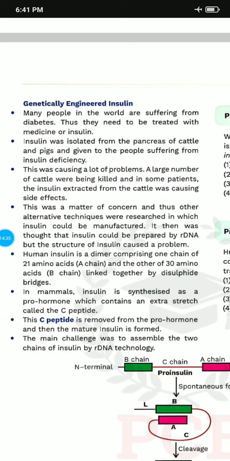Human insulin actually looks like a dimer: one chain consisting of 21 amino acids called the A chain, and another of 30 amino acids called the B chain, linked by disulfide bridges. In mammals, insulin is synthesized as a prohormone containing an extra stretch called the C-peptide. This C-peptide is removed from the prohormone and then the insulin becomes mature.